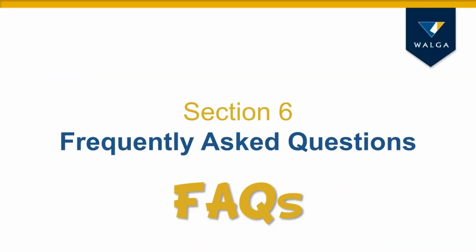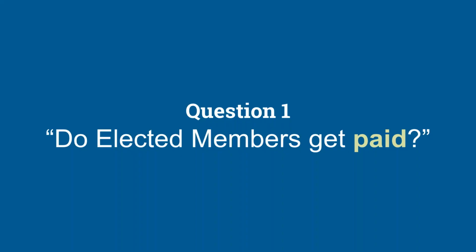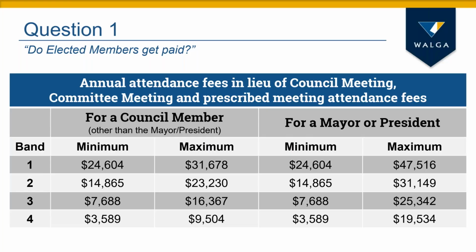We'll now look at some frequently asked questions. Do elected members get paid? Yes, the WA Salaries and Allowances Tribunal remunerates elected members based on a band that is allocated to your particular local government. You will either be remunerated by being paid an annual allowance, as shown here, or on a per meeting basis. The choice between these two options and the amount to be paid within the band is a decision for each council to make.